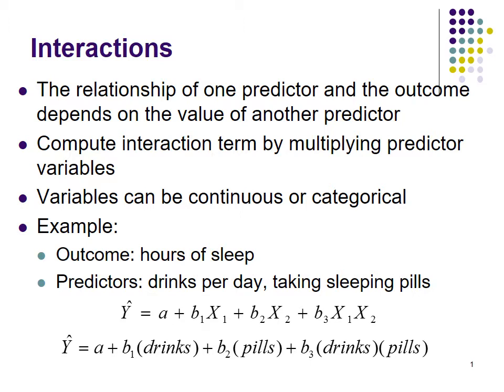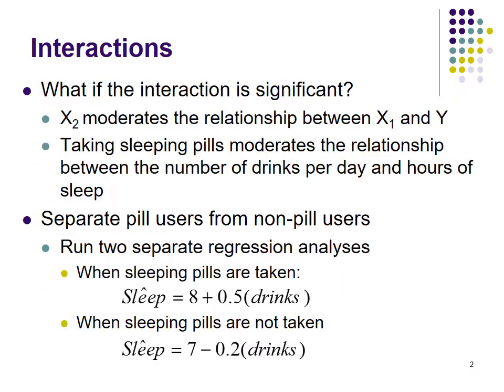So, for example, we could have hours of sleep by drinks per day by taking sleeping pills, yes or no. So we have drinks, we have the dichotomous sleeping pills, and then we have drinks by sleeping pills. Is there an additive or more of an effect with drinking and pills than pills alone or drinking alone? So if the interaction is significant, that means that the second predictor moderates the relationship between the first predictor and y. So for example, taking sleeping pills moderates the relationship between the number of drinks per day and the hours of sleep.